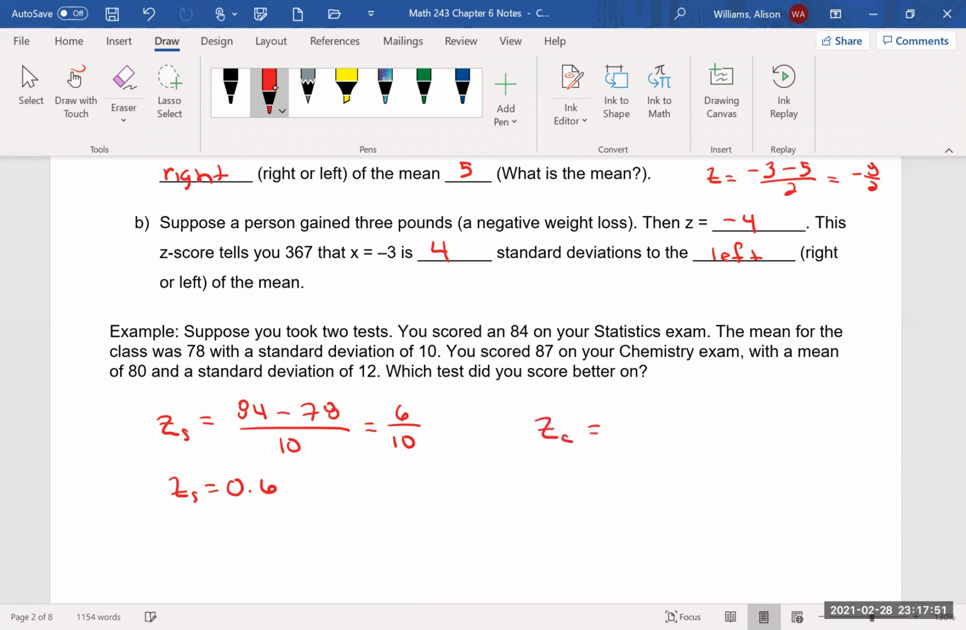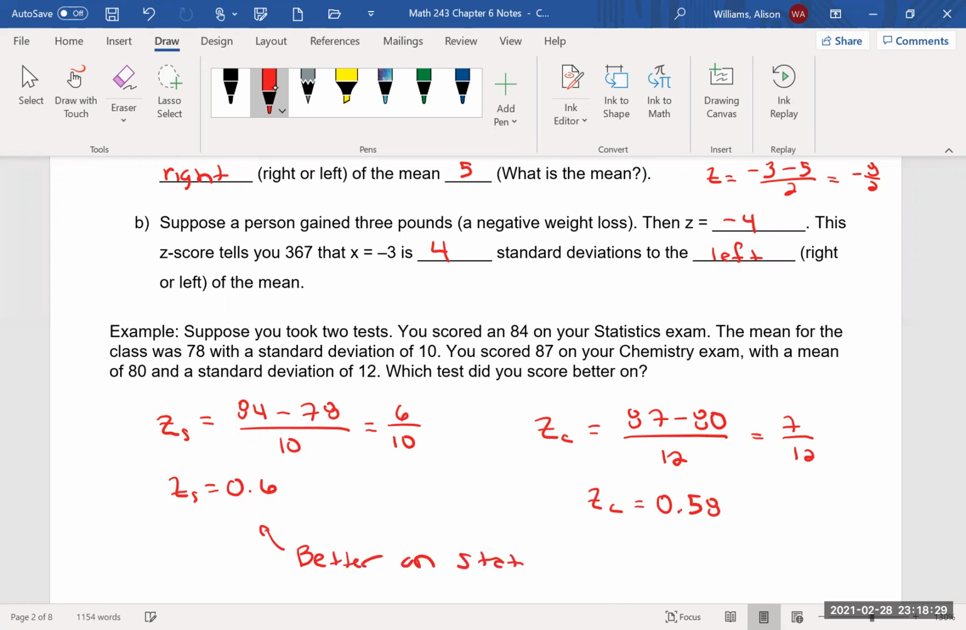Okay, for the chemistry then, we would do 87 minus 80 divided by 12, which would give us 7/12. And when you divide 7 by 12, that gives you 0.58. Oops, put the 0 in front like I did with the last one. So you did do better on stats. Barely, but you did. They were very close in terms of how you performed. But overall, you did better on the statistics.